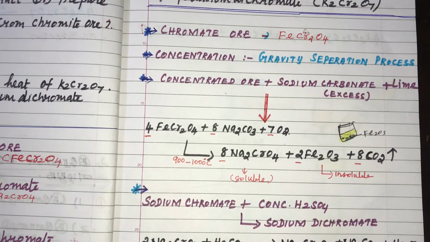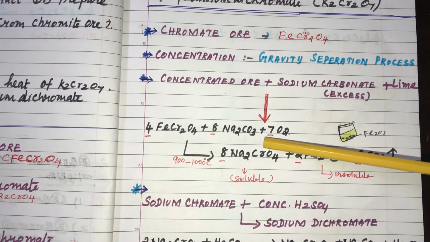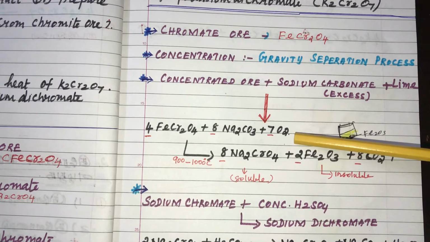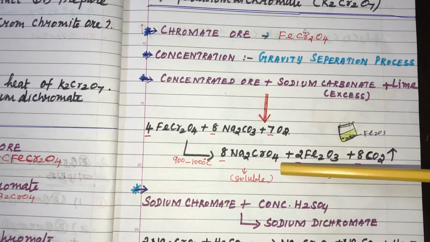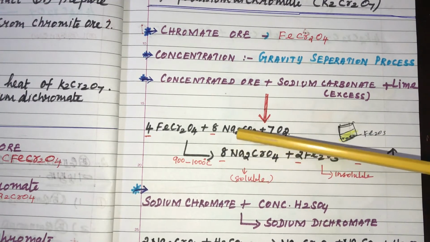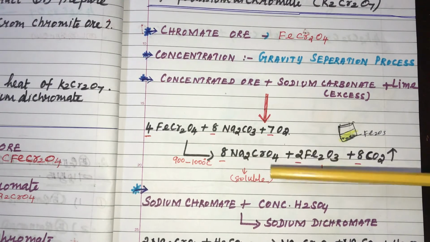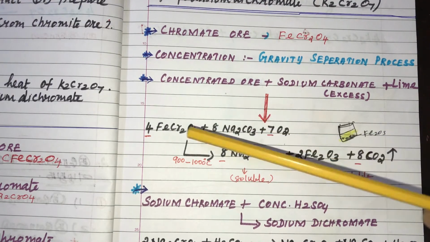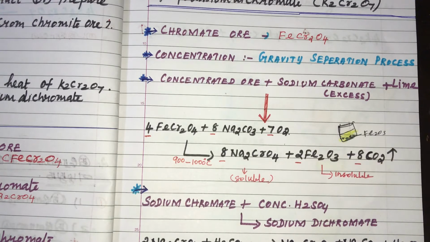So chromite ore on heating with sodium carbonate and excess lime in the presence of air forms sodium chromate, and the iron present on heating forms iron oxide. Because of the carbonate, it releases carbon dioxide. FeCr2O4 plus Na2CO3 plus O2 gives Na2CrO4, Fe2O3 plus carbon dioxide.